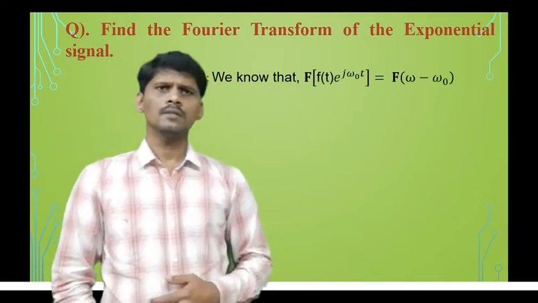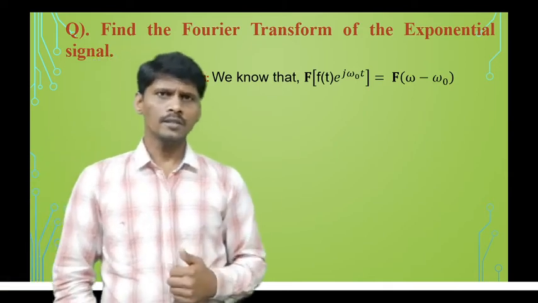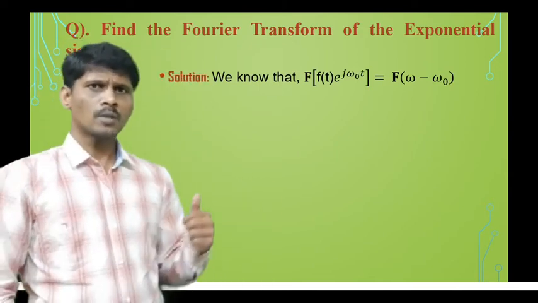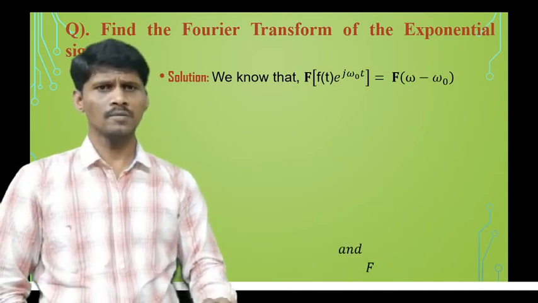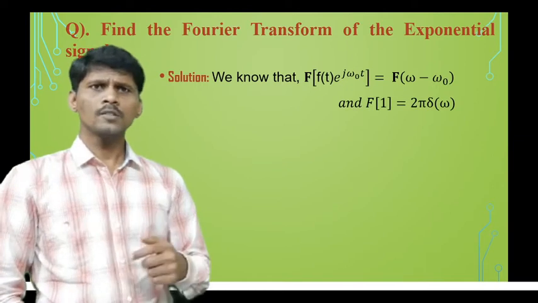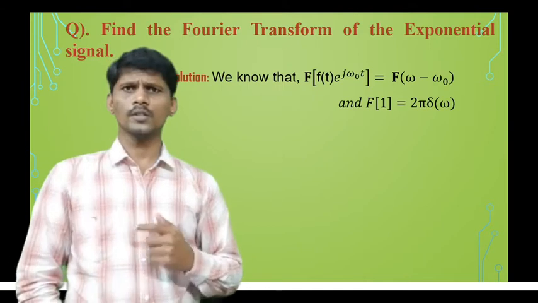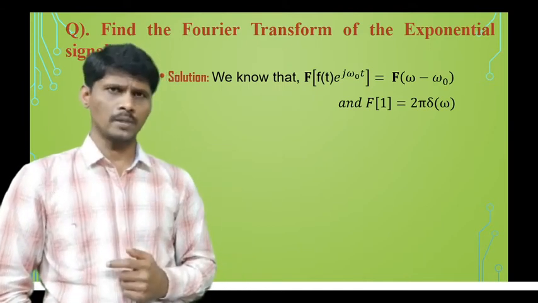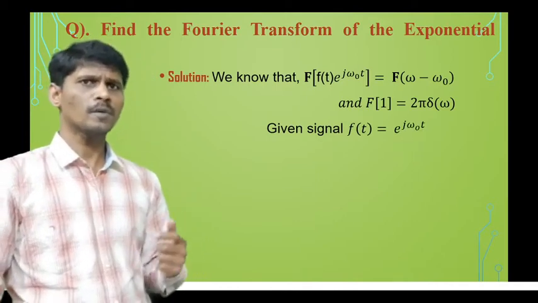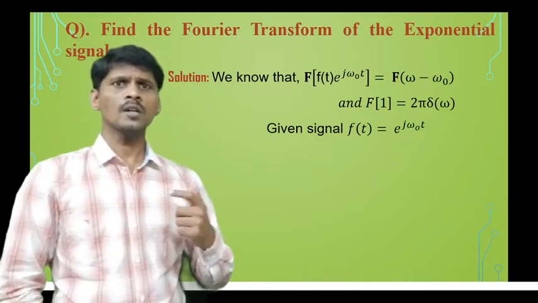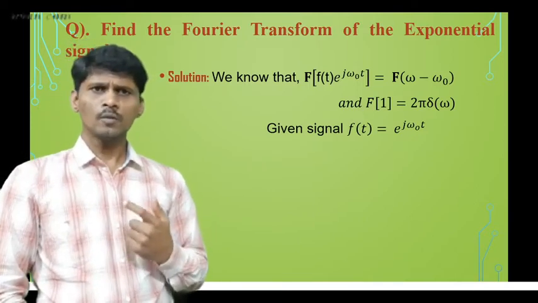So we know the frequency shifting property statement: Fourier transform of f of t e power j omega naught t is F of omega minus omega naught. And also we know the Fourier transform of the constant function. What is the Fourier transform of the constant function? 2 pi delta of omega. So given that the function f of t is the exponential signal, what is the standard representation of the exponential signal? e power j omega naught t.